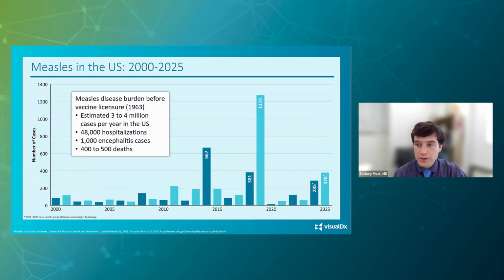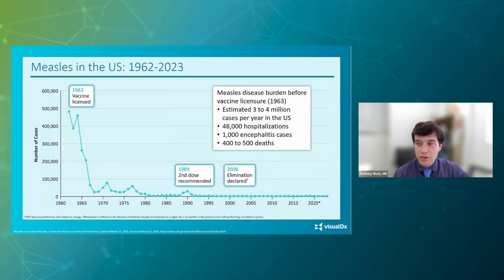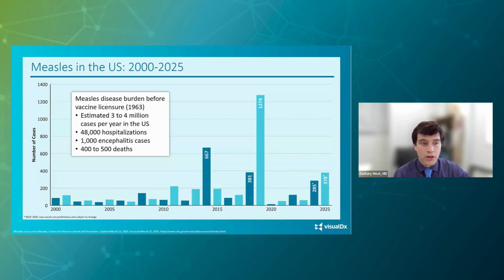Now, if we zoom in on the post-elimination era, looking at the number of cases per year in the United States, here we can see just a dramatically different scale of infections compared to what was going on before. In fact, if I go back a slide, the y-axis on that slide goes up to 600,000 cases per year. Well, now in the post-elimination era, the y-axis only goes up to 1,400 cases.